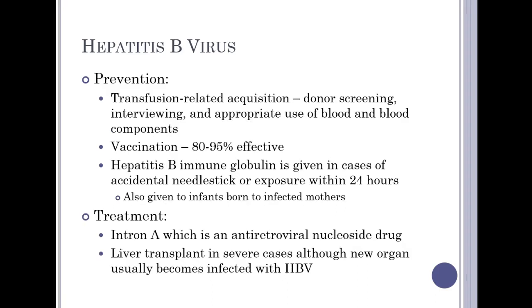So how do we prevent ourselves from getting this wonderful hepatitis B virus that we're spending so much time on? Well, to prevent transfusion-related acquisition, we donor screen, we interview, and we use blood and blood products that have been tested. The vaccination is 80 to 95% effective, and hepatitis B immune globulin can be given to people who have had an accidental needle stick. It's also given to infants born to infective mothers. It's called HBIG, hepatitis B immune globulin, which is the actual antibody passively given right to the patient.